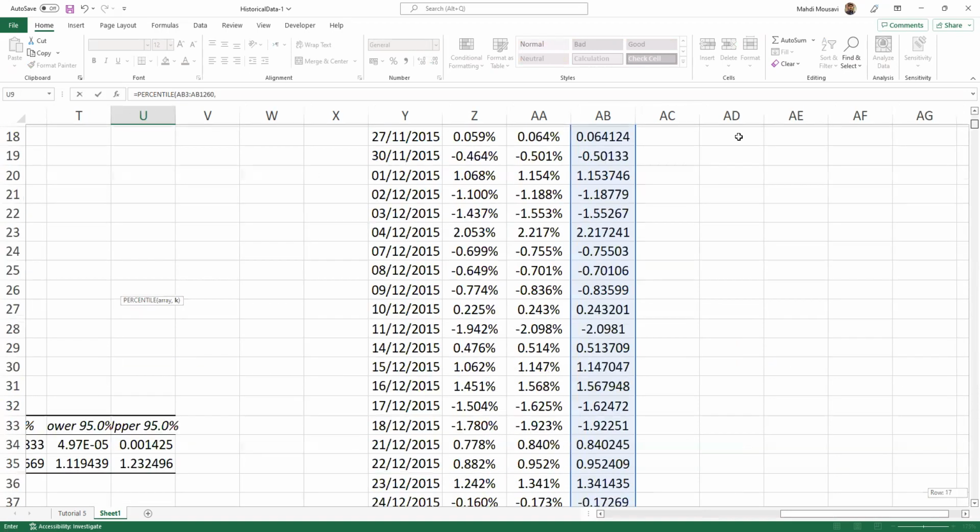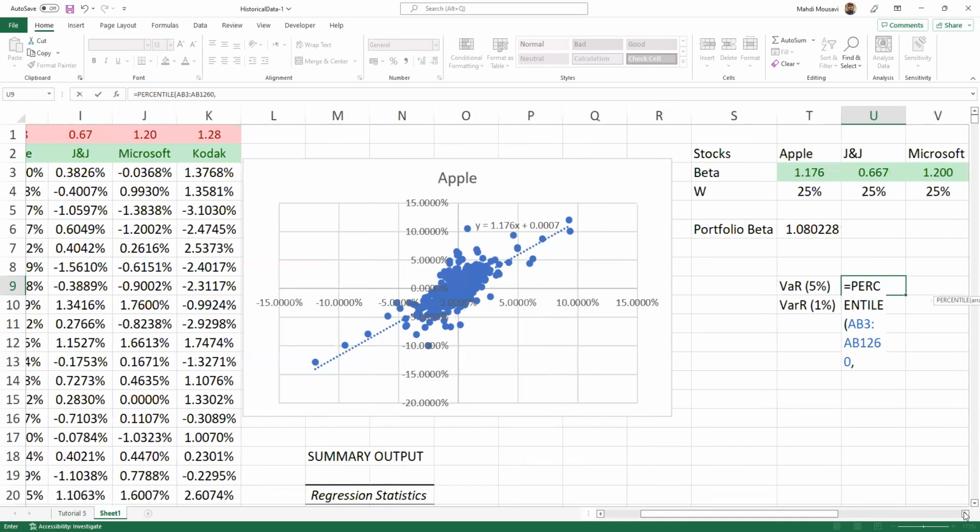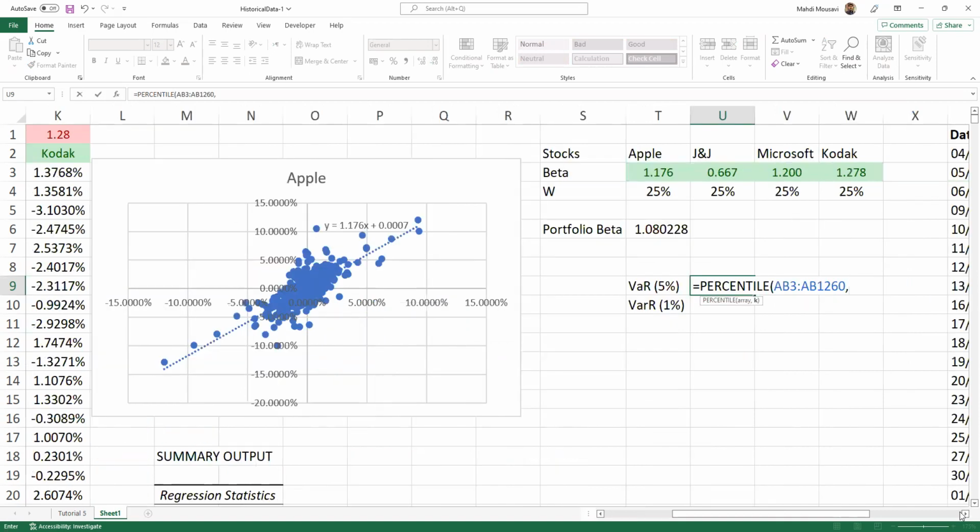So we have the series, and then we need to select the kth. In our case, we are looking for 0.05, and we have got minus 1.91. So this is the value at risk at 5%.